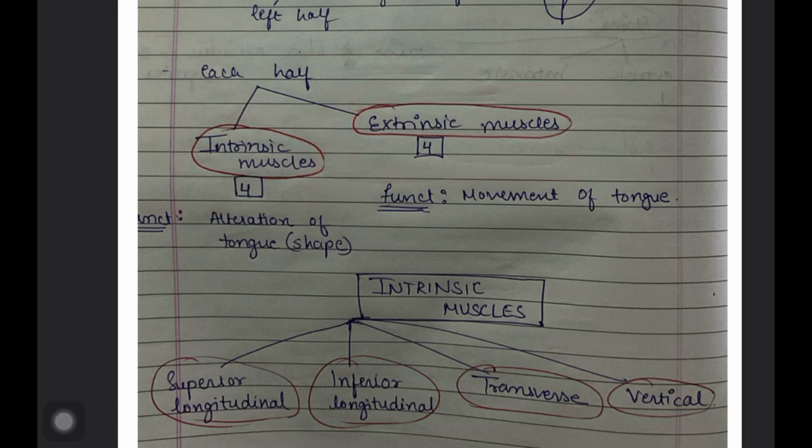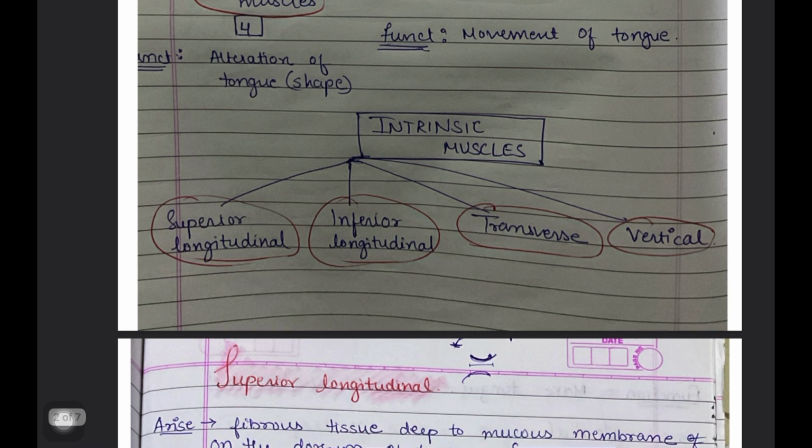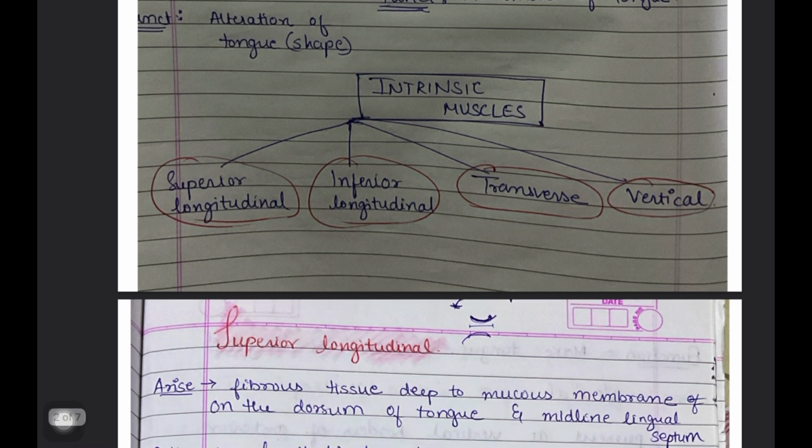Okay. So what is the function of intrinsic muscles? It helps in the alteration of tongue shape. And the function of extrinsic muscles is the movement of the tongue. Remember, movement goes with extrinsic, and alteration of the shape goes with intrinsic. Okay, so first we'll study the intrinsic muscles. It has 4 intrinsic muscles, that is superior longitudinal, inferior longitudinal, transverse and vertical.